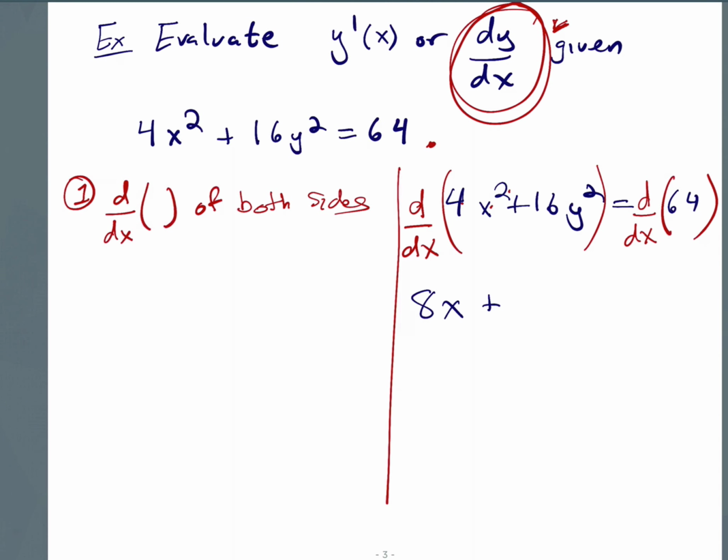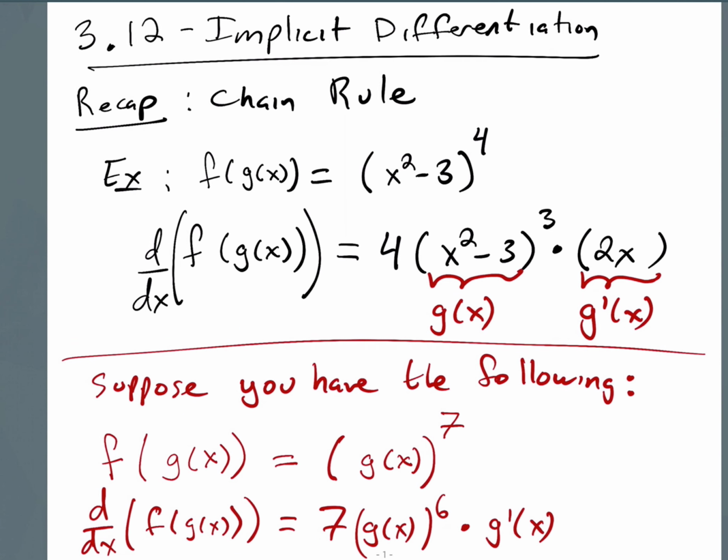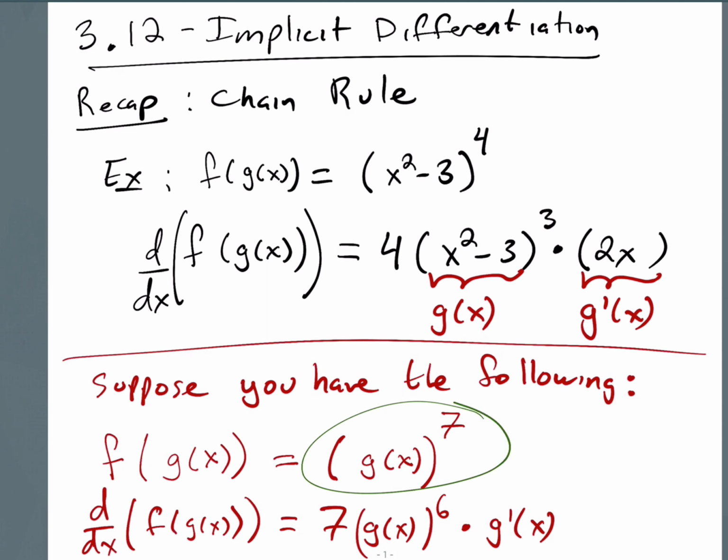Close, but not quite, because y is a function of x. So what rule do I have to use if I'm getting the derivative of a function? I have to use the chain rule, right? Isn't that what we just said over here? This is why I did this little example. If I have a composition of functions, even if I don't know what it is, I have to use the chain rule to get the derivative of that, right?